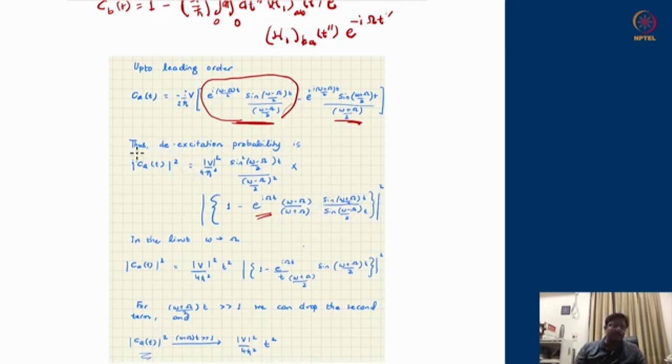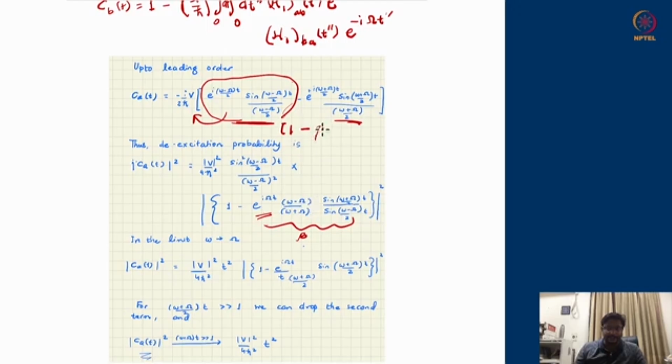And if I want to know what is the probability of the particle to be found in the ground state after a time t, I will just mod square this CA of t. So what I have done, I pulled it out of the bracket. Inside I am left with 1 minus this whole quantity, let us call it something like beta.